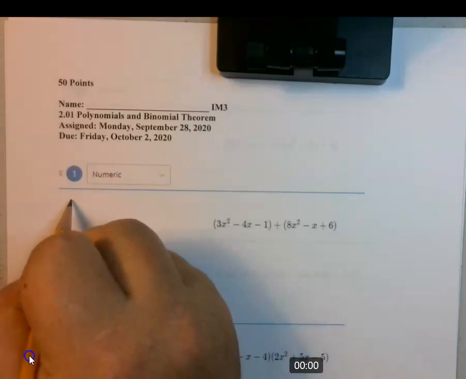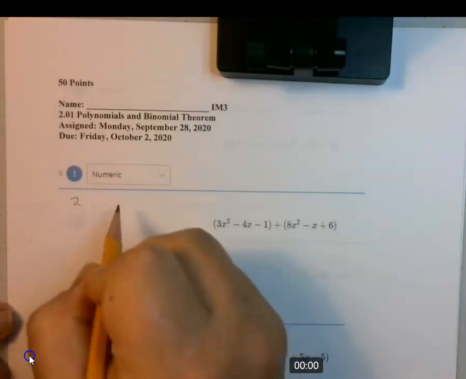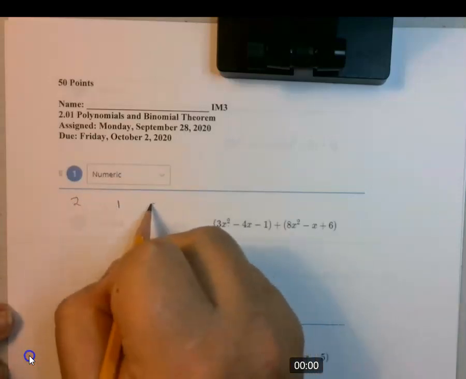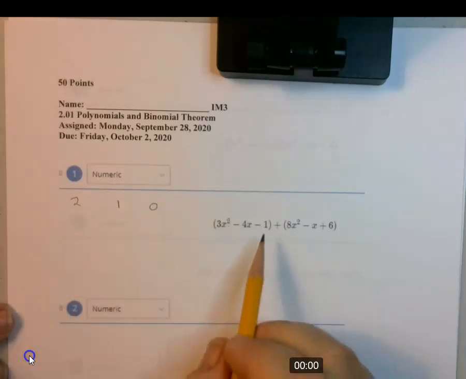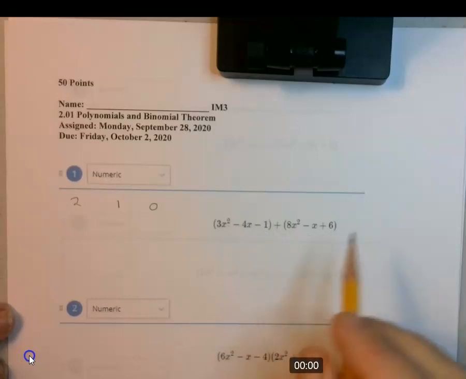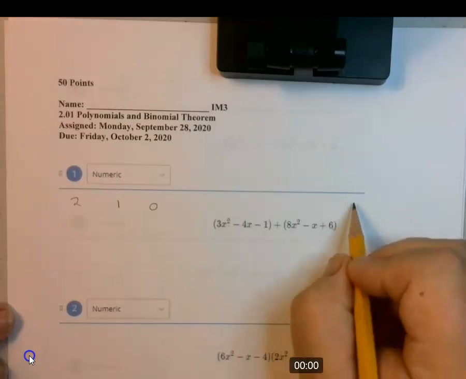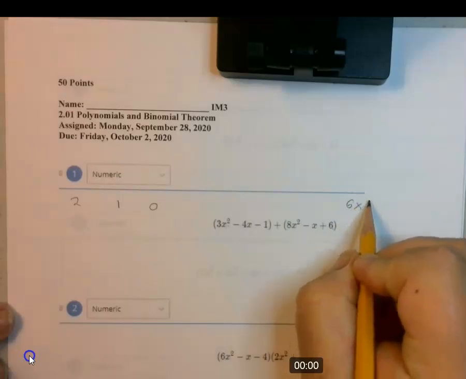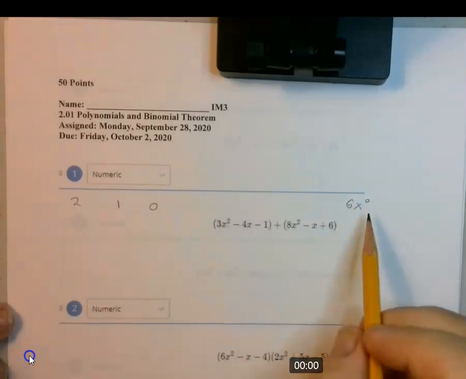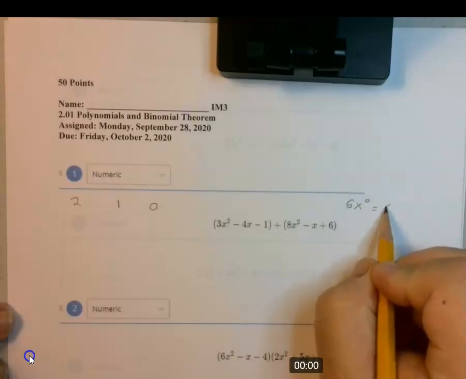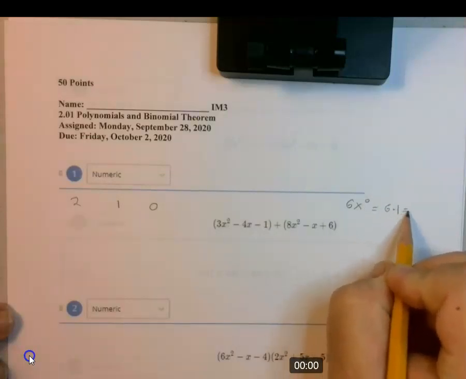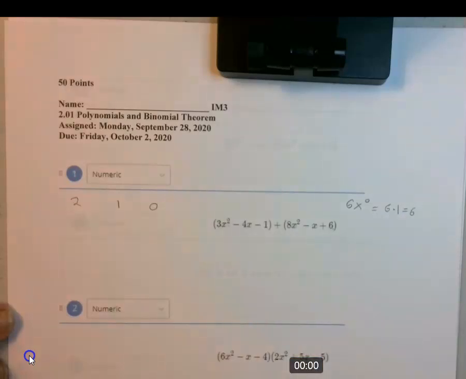So I'm going to put a 2 up here, a 1 here and a 0 here. Okay, now what does the 0 mean? Well, the 0 means there's no variable. You could express the number 6 as 6x to the 0 power. You might remember that x to the 0 power equals 1. So that's the same as saying 6 times 1, which equals 6. So this can be treated as an x to the 0 power. So that's going to be this column right here.